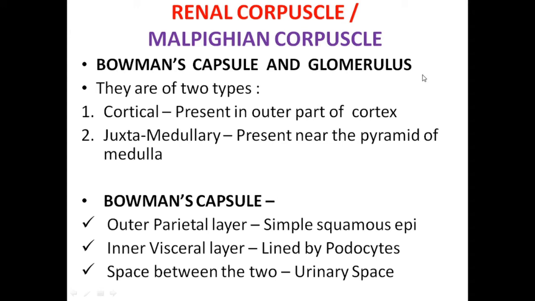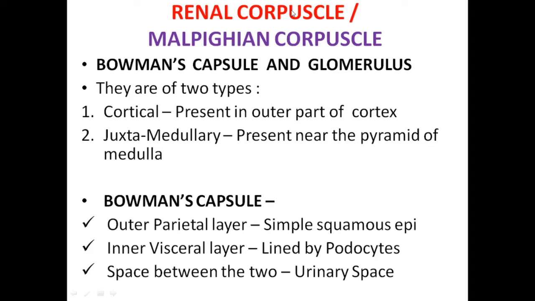So uriniferous tubule has got three parts: the nephron, collecting tubule and the collecting duct. Again, nephron has got renal corpuscle, proximal convoluted tubules, loop of Henle. Again, loop of Henle has got the thick descending part, thin descending part, the loop itself, thin ascending part and thick ascending part. Then it has got the distal convoluted tubules. Again, in the renal corpuscle we have got two parts, the Bowman's capsule and the glomerulus.